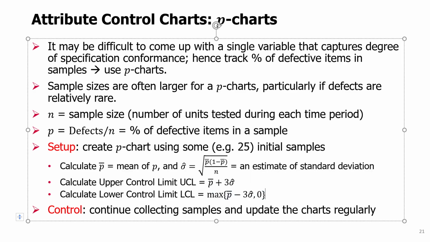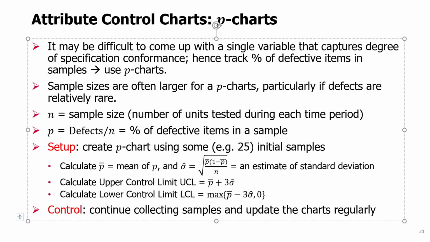Now, if sample sizes are small, this can sometimes be less than 0. Of course, the proportion can never be less than 0. So that's why I added here, take the maximum of this value and 0. If this is negative, take 0 instead. So this is the setup.